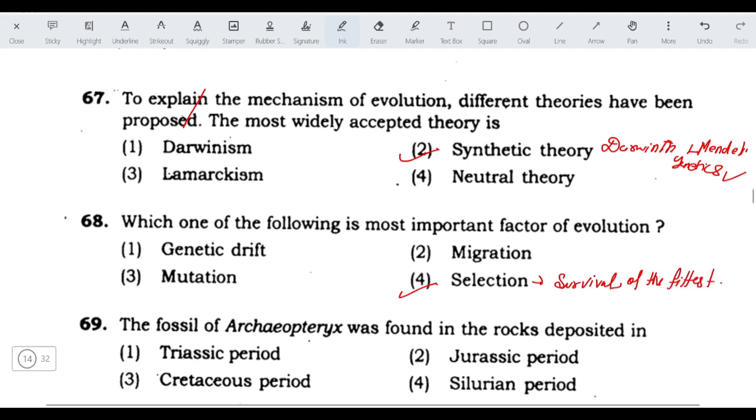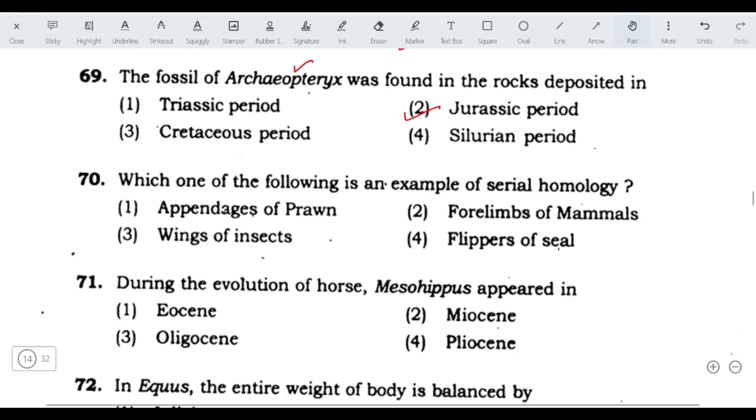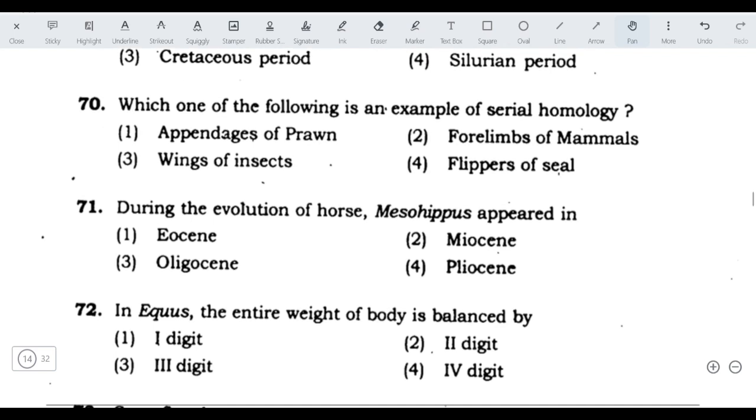Next question. The fossil of Archaeopteryx was found in the rocks deposited in. The answer is Jurassic period. Next question. Which one of the following is an example of serial homology? The answer here is appendages of prawn.